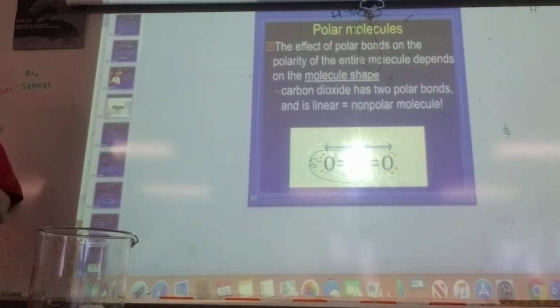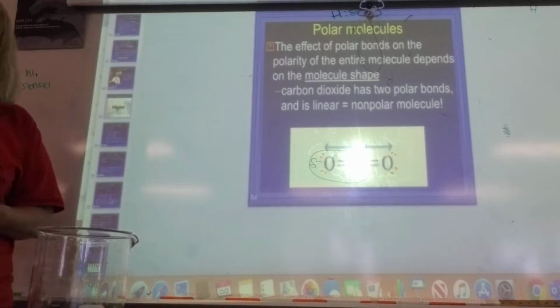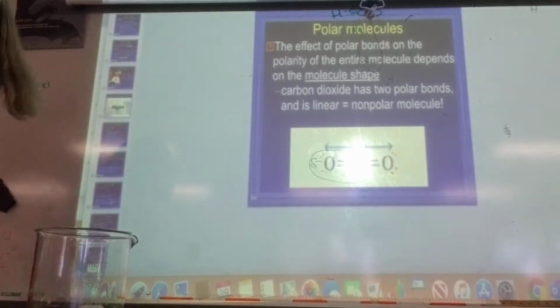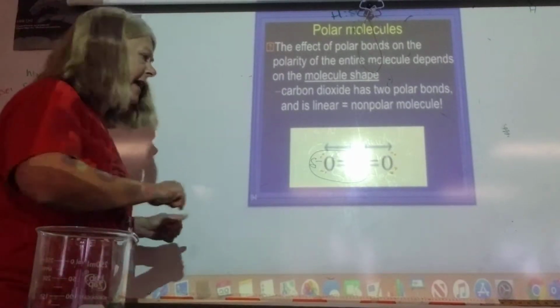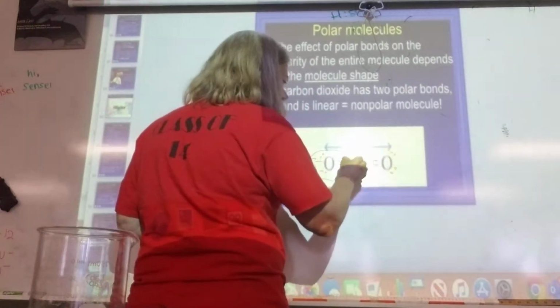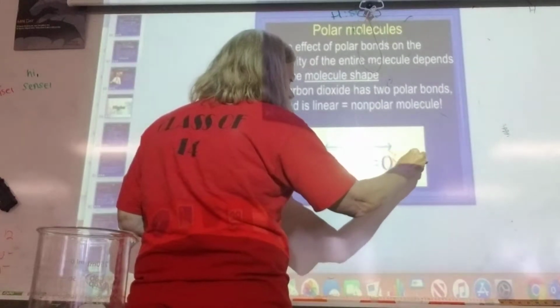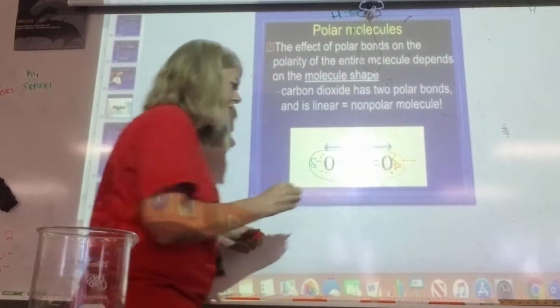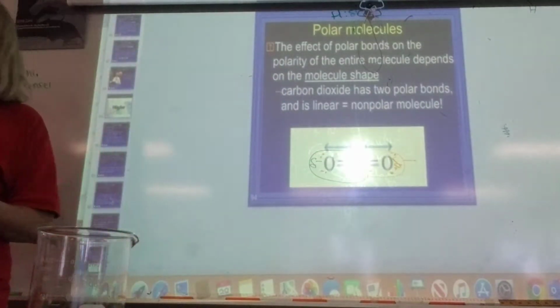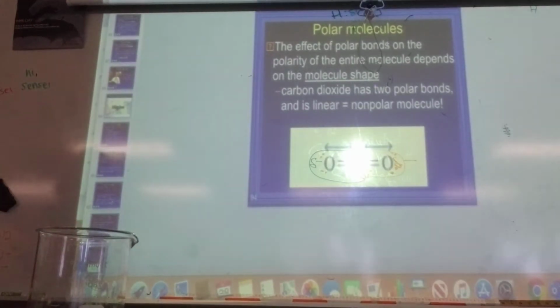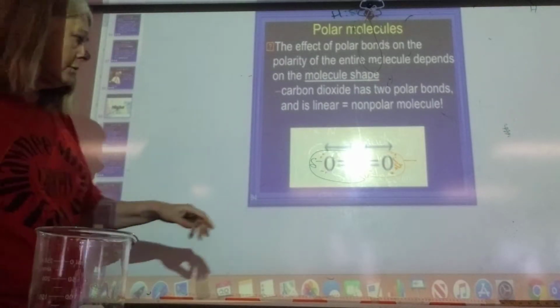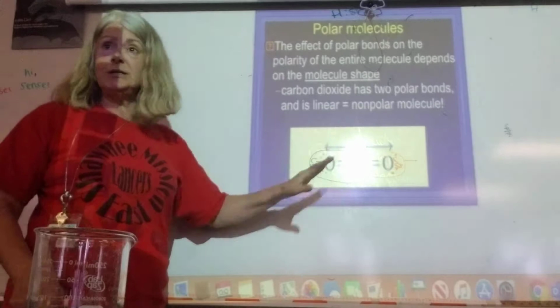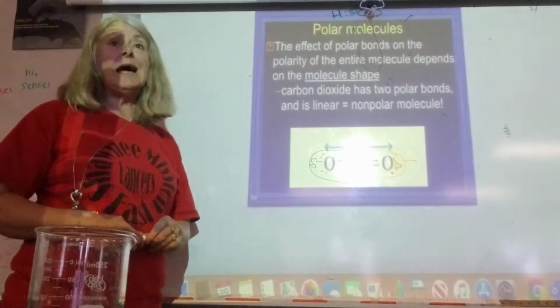O is the second most electronegative, so obviously that's going to be a true statement. This bond is also negative, and this is positive. So do you agree that each of those two bonds is a polar bond? Say yes. Yes. Okay, each of these bonds is polar, but this is a non-polar molecule.